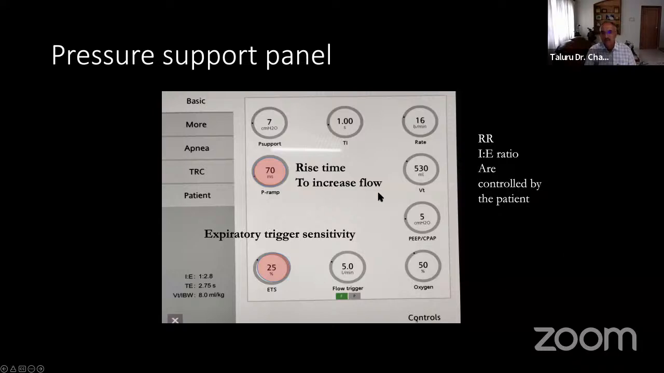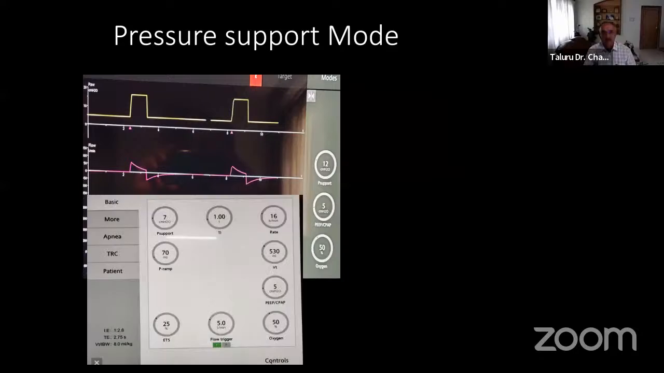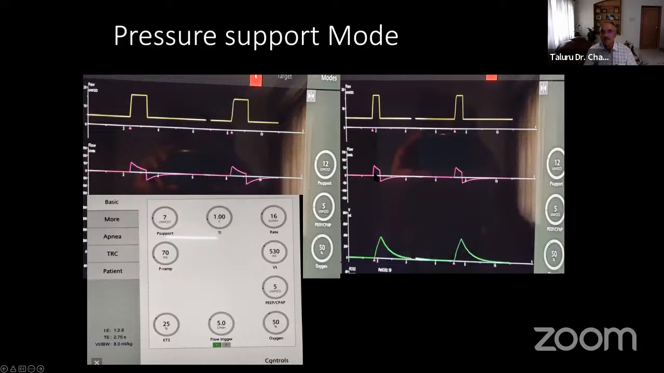Rise time is increased to increase the flow, and expiratory trigger sensitivity is used to shorten the inspiratory time. I'll show you how. See here, the flow versus time scalar. I have set it at 25. Now see the trigger. What is the inspiratory time here? See what I have done.